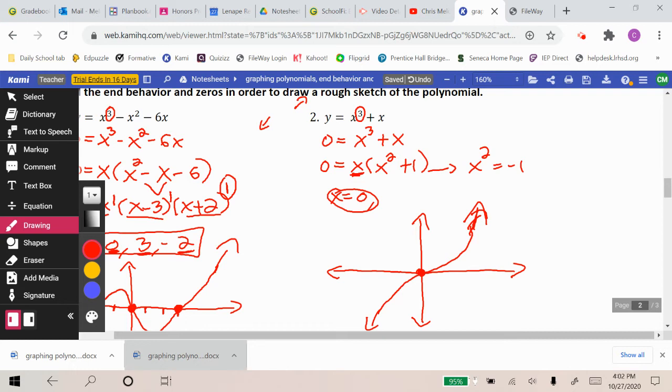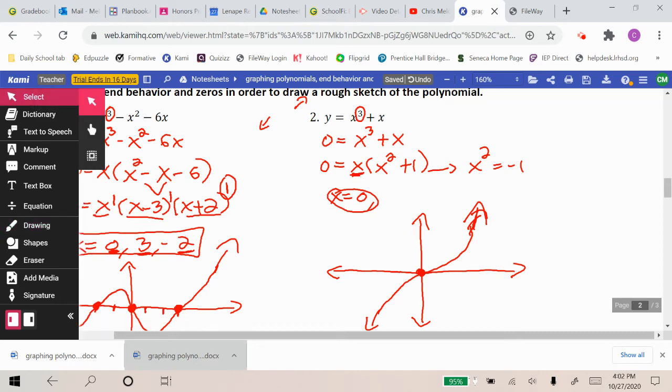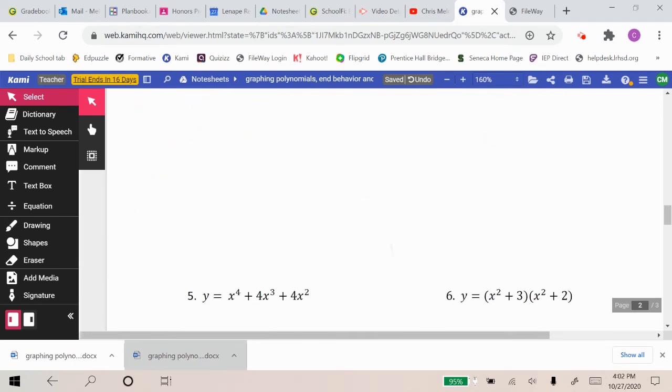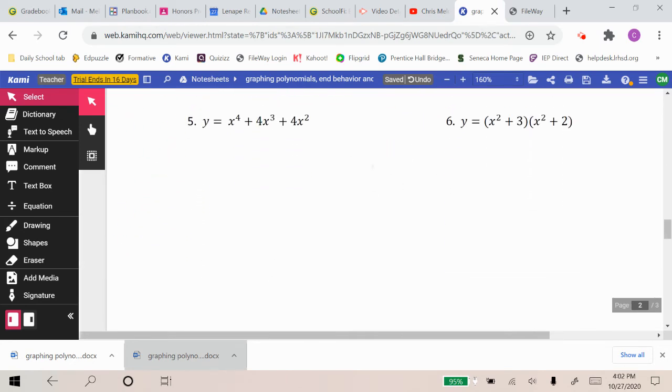All right. Okay, let's move. I'm going to move all the way down to number 5. This is going to be one where we're going to see a bounce off an x-intercept. And probably these other ones we'll do in class.